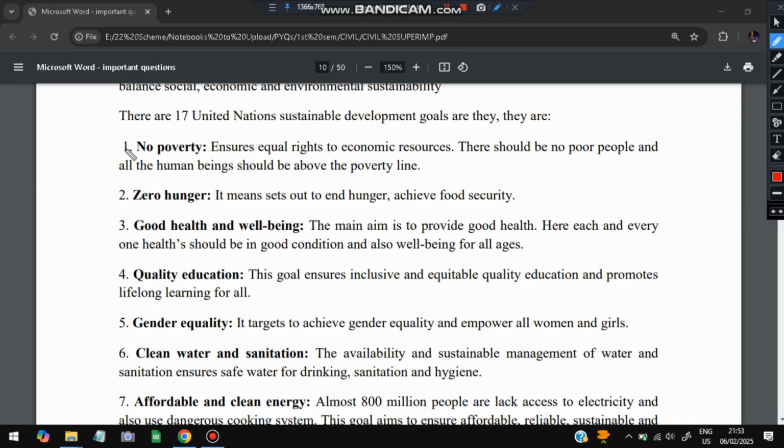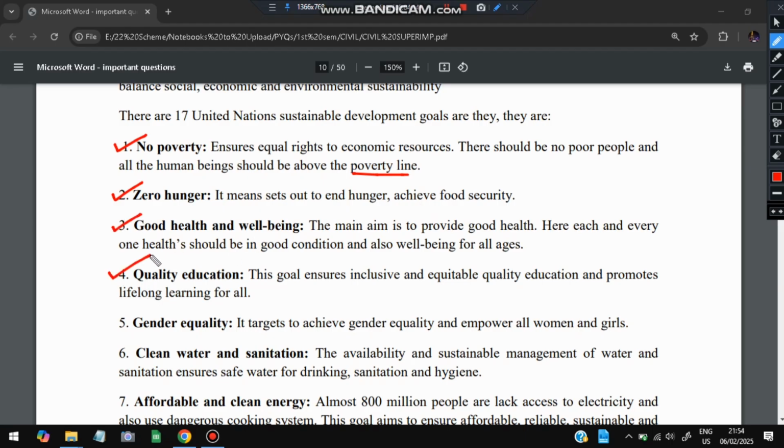So the first one is no poverty. It means there should be no poor people, and every human being should be above the poverty line. This is the first goal planned by the United Nations for sustainable development. Okay, and second is zero hunger, to achieve food security, so everyone has food to eat. And third is good health and well-being.